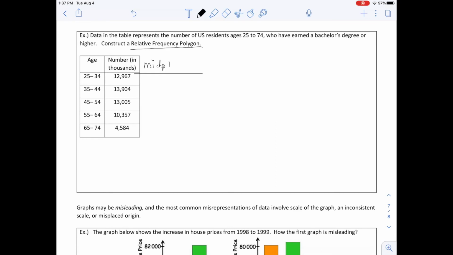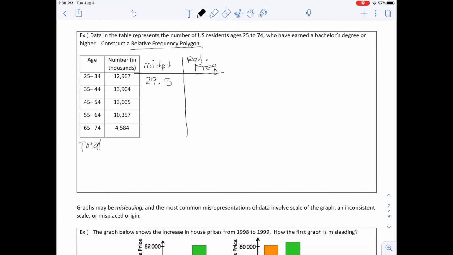And again, to find midpoints, we take our lower bound and our upper bound, add those together, and divide by 2. So adding up 25 and 34 and dividing by 2, we get 29.5. And then to get the relative frequency for this first class, I'm going to make another column, and I'm going to divide my frequency, which is 12,967. And yes, that's in thousands, but we'll just leave that part off for right now.